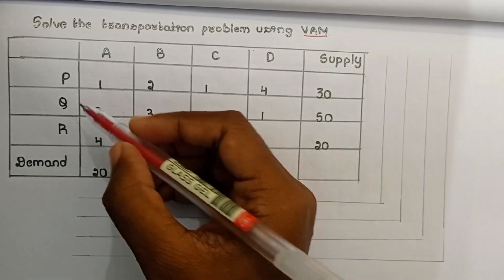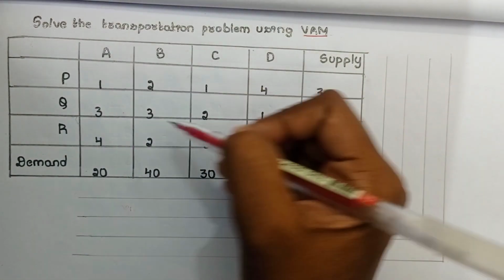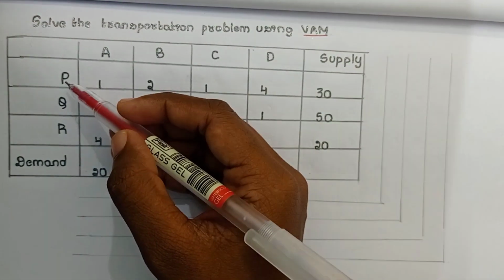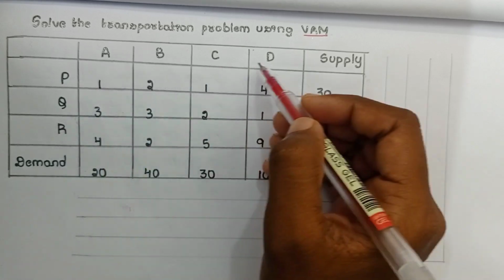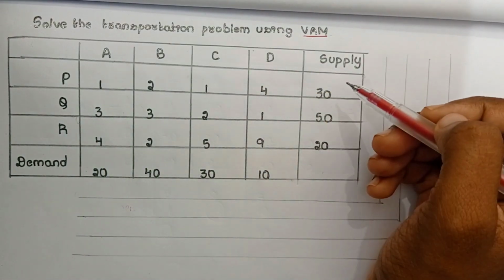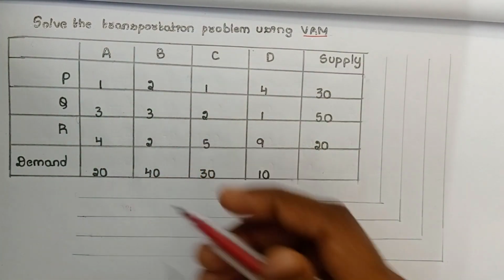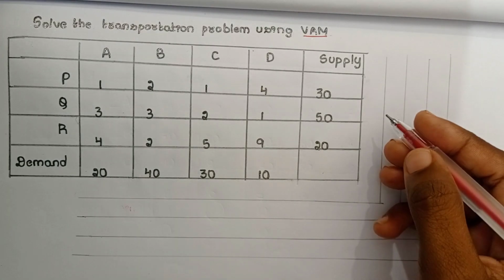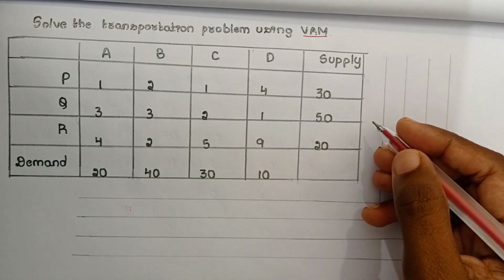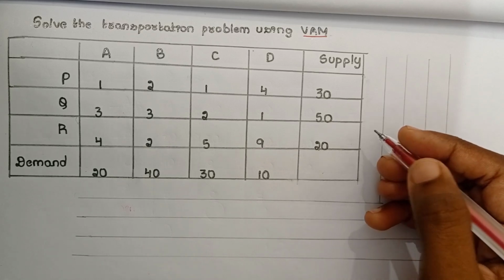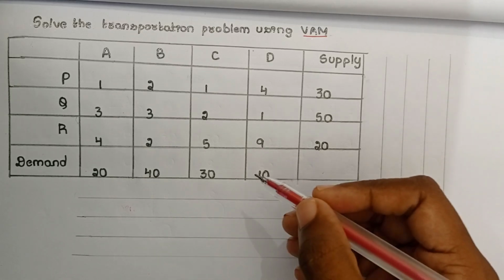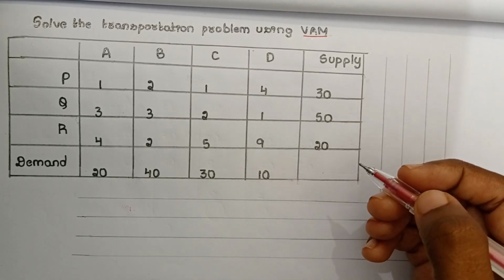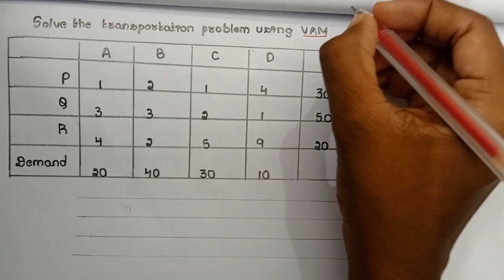Okay, so these are the amounts and these are the products P, Q, R, and A, B, C, D are the destinations. So this is supply and demand. The first step is to find out whether this is a balanced problem or an unbalanced problem. For that, we have to see whether the total demand and the total supply are equal. So let's see.